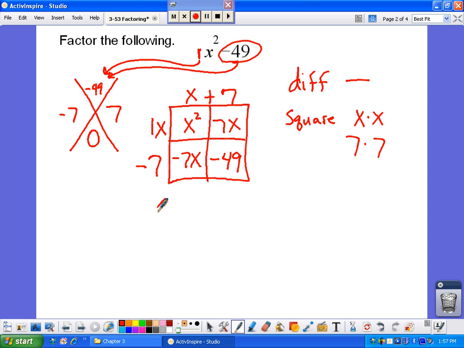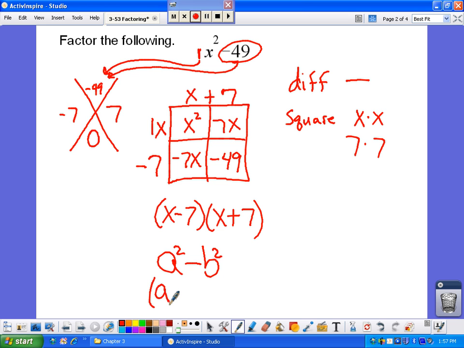So my factors are x minus 7 and x plus 7. Now this is a difference of two squares, and you see the factors we got there? It turns out when you take something, and I'm going to put this into a formula style, a squared minus b squared, every time you factor something like that, you will get an a minus b factor, and the other factor would be a plus b. They can be in any order. So those are always the factors you get when you have the difference of two squares.